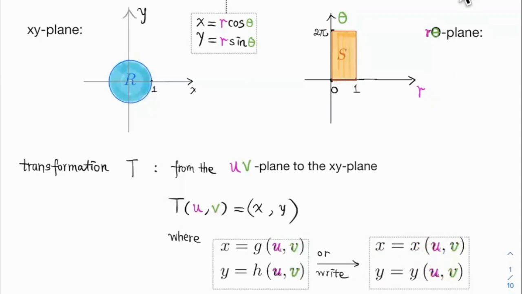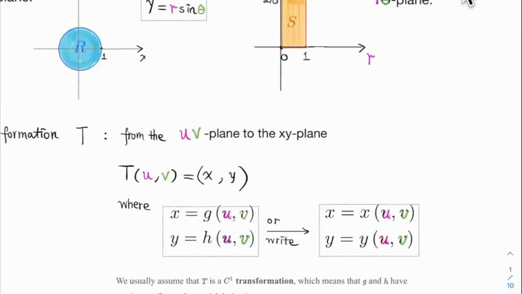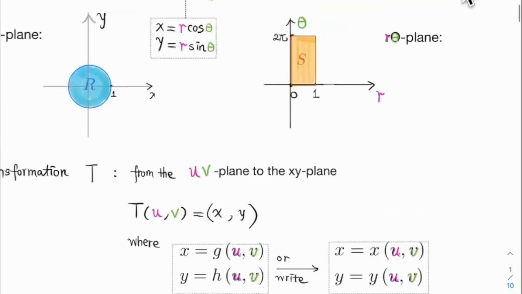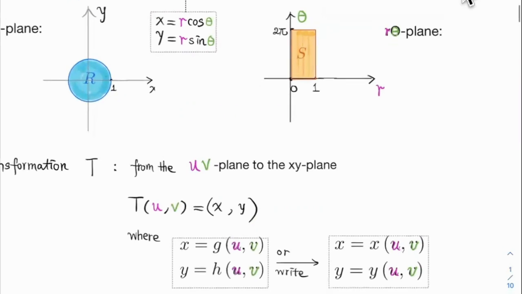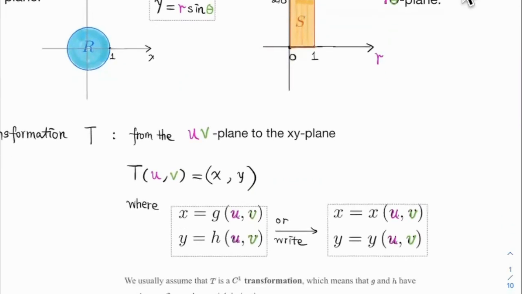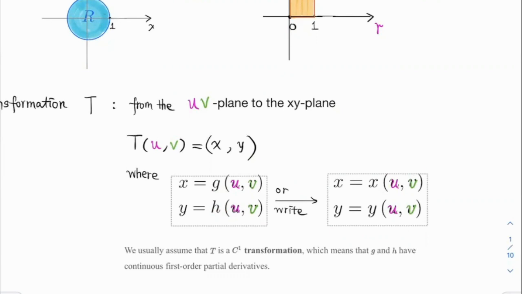We usually assume that this transformation from the uv plane to the xy plane is a C1 transformation. What it means is that the functions g and h have continuous first order partial derivatives. For example, the partial derivatives of this function with respect to u and with respect to v are continuous.